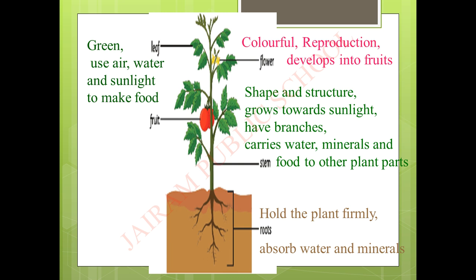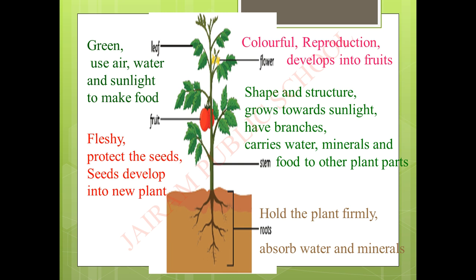Next we saw the flowers. Flowers are more colorful. They help in reproduction. It develops into the fruits. Next, the fleshy part of a plant is the fruit. These protect the seeds inside. The seeds develop into a new plant. So these are the functions of the parts of a plant.